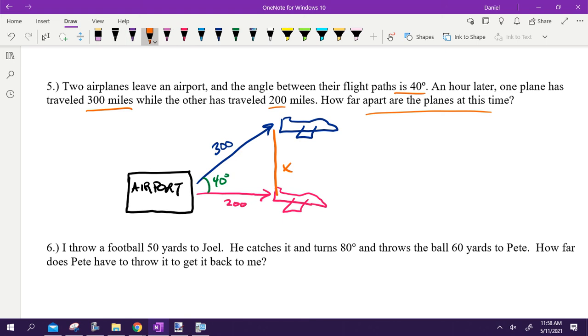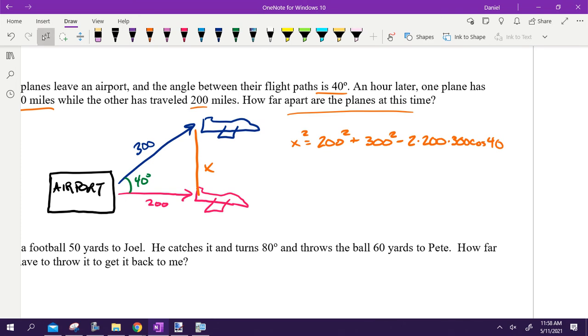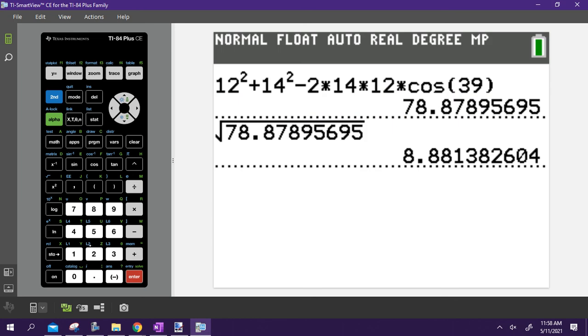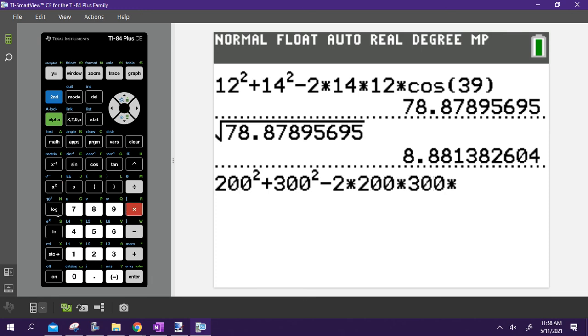So to do that, we would use x squared equals one side squared plus the other side squared minus 2 times 200 times 300 times cosine of 40. Again, it doesn't matter if it's alpha, beta, gamma. Don't overstress about it. Just know where they go in the formula. Okay, so as I set this thing up, again, it's 200 squared plus 300 squared minus 2 times 200 times 300 times cosine of 40.